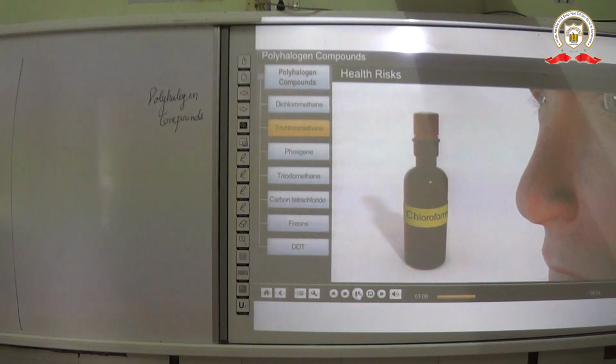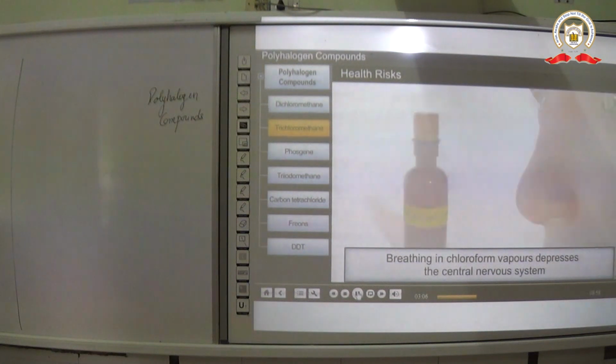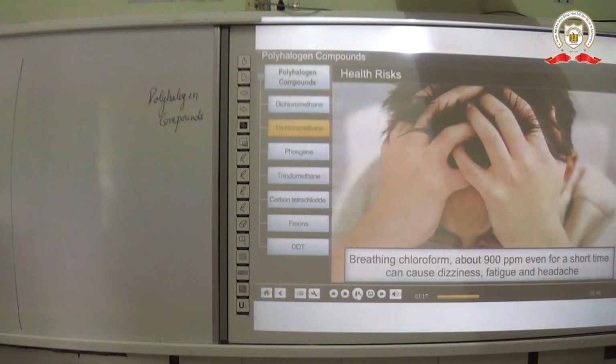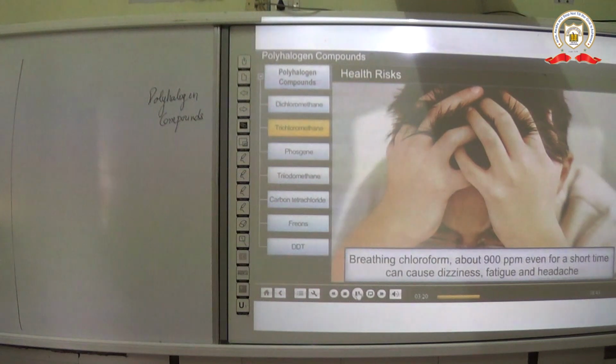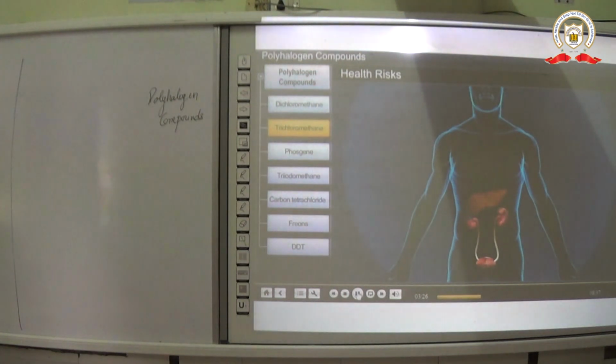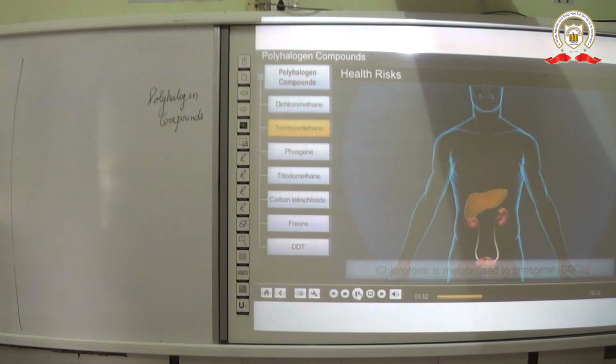Exposure to chloroform can cause serious problems to human health. Breathing in chloroform vapors depresses the central nervous system, not surprising considering its historical role in anesthesia. Breathing chloroform at about 900 parts per million, even for a short time, can cause dizziness, fatigue, and headache. Chronic chloroform exposure may cause damage to the kidneys and liver. In the liver, chloroform is metabolized to form phosgene, a deadly gas. We discuss phosgene in greater detail shortly.